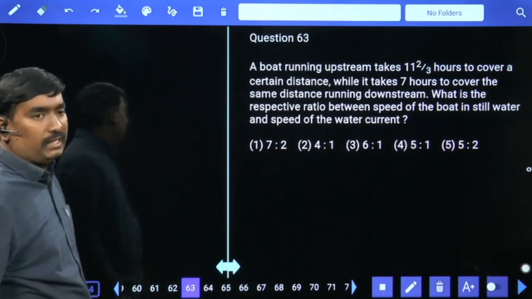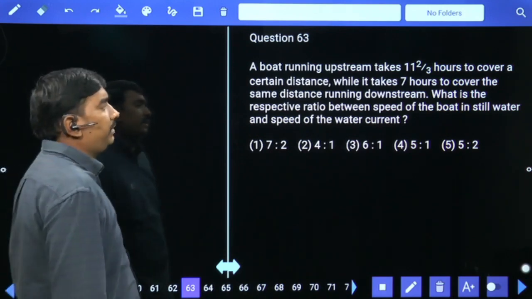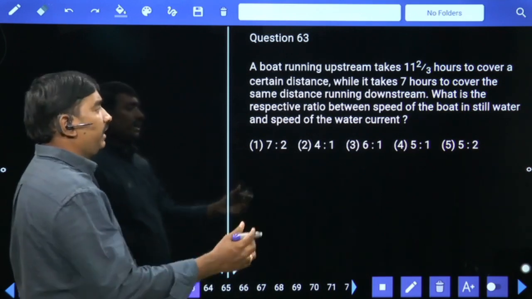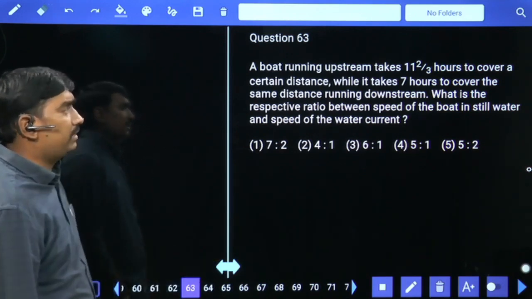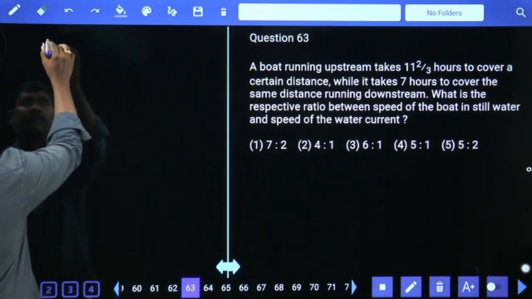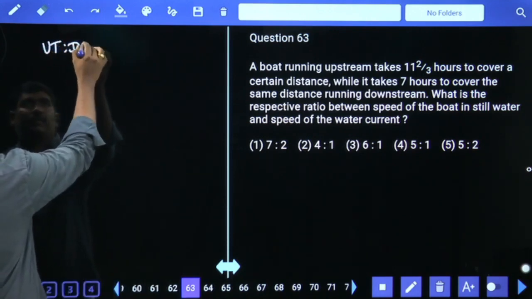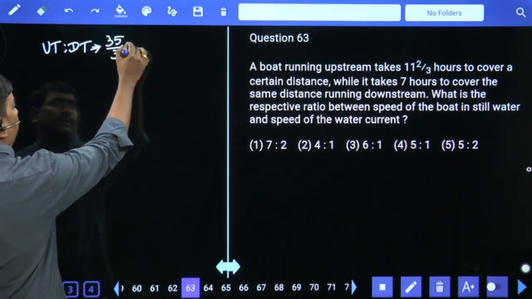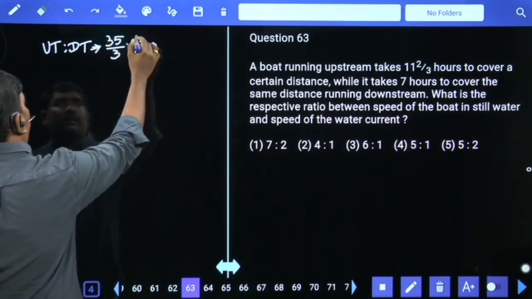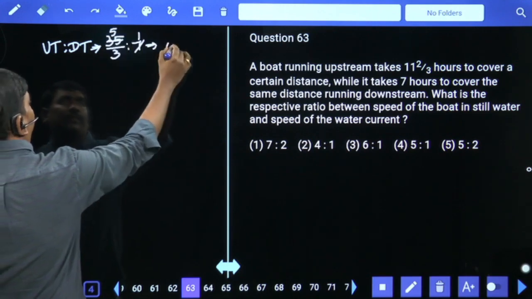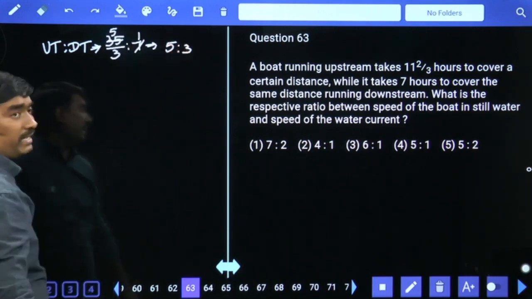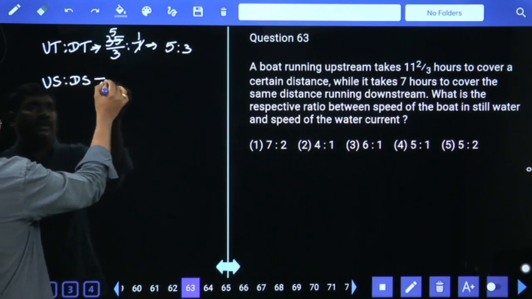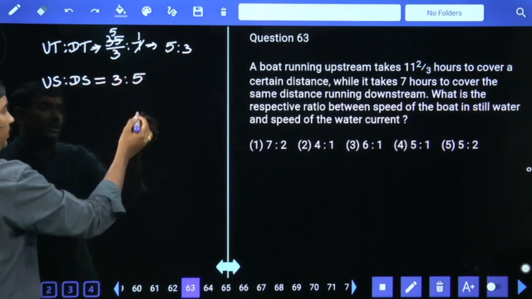A boat running upstream takes 11 2/3 hours to cover a certain distance, while it takes 7 hours to cover the same distance running downstream. Upstream time to downstream time, 35/3 hours is to 7 hours. Nothing but 7 ones are 7, 7 fives are 35. 5:3 is the time ratio. Then speed ratio is 3:5.